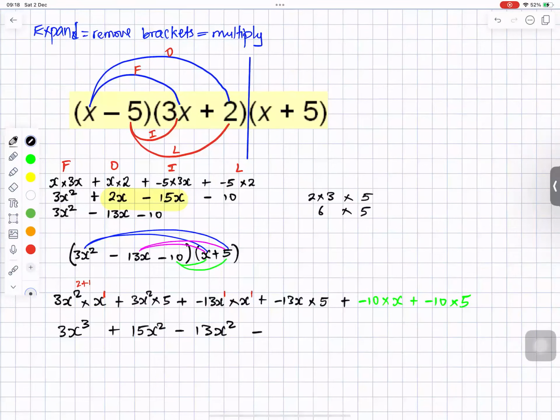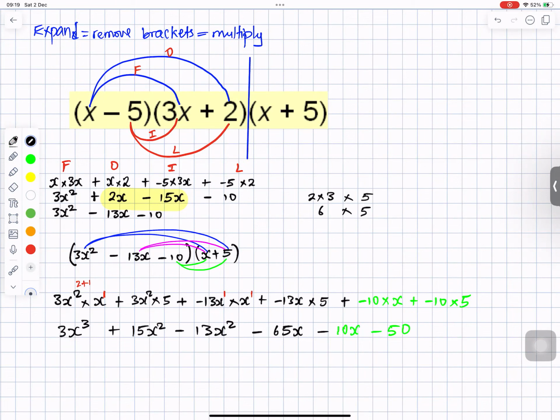This one will be minus 13x times 5. You can use your calculator. Minus 13 times 5 is minus 65x. Minus 10 times x, the green one, minus 10x. And minus 10 times 5 is minus 50. Let's look at the x squares, put them together.